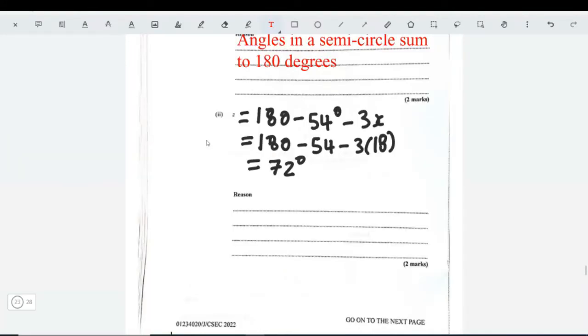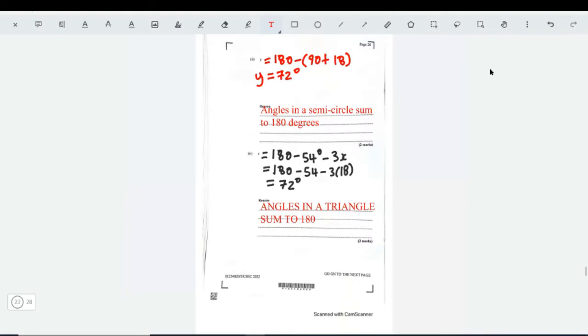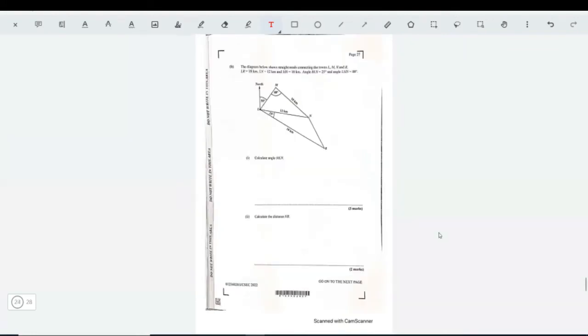So the reason that I am using this is angles in a triangle sum to 180, because that's the first reason that popped out to me. So angles in a triangle sum to 180. So that's the reasoning behind Z. All right, no problem.